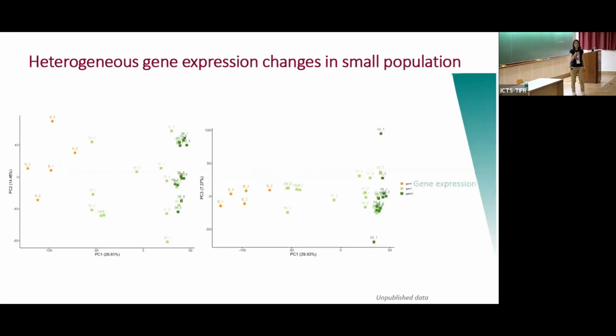When we look at gene expression data, again, the orange ones are the founder population, and the green ones are the evolved ones. Light green is at generation 7, and dark green is at generation 31. We do see some heterogeneity at generation 7, but at generation 31, most of them cluster together, quite separate from the founder population.